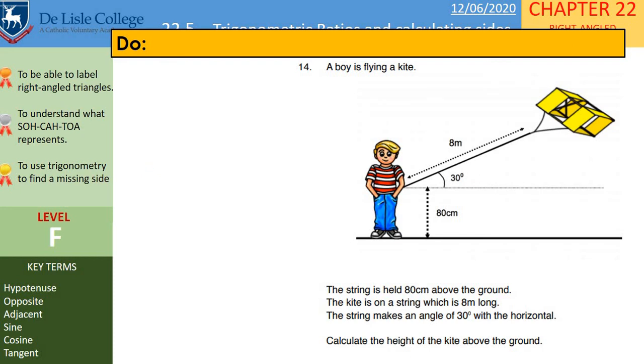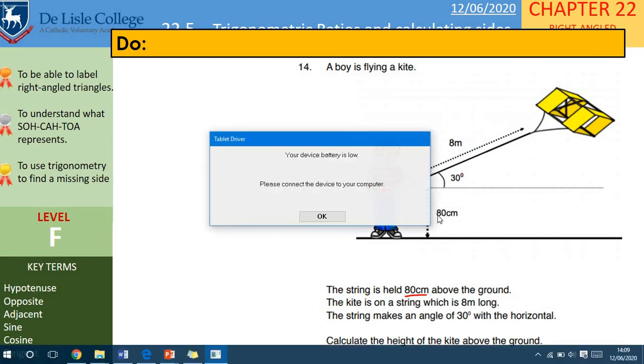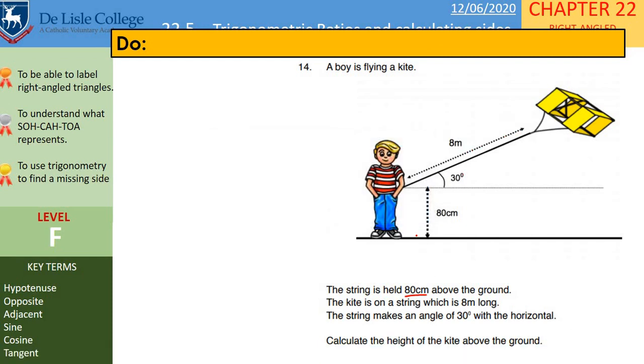Right, good. A boy is flying a kite. There he is. Without holding it, that's good. The string is held 80 centimetres above the ground, so we can see that here. The kite is on a string which is 8 metres long. There we go. The string makes an angle of 30 degrees with the horizontal. So there it is, okay? Calculate the height of the kite above the ground.